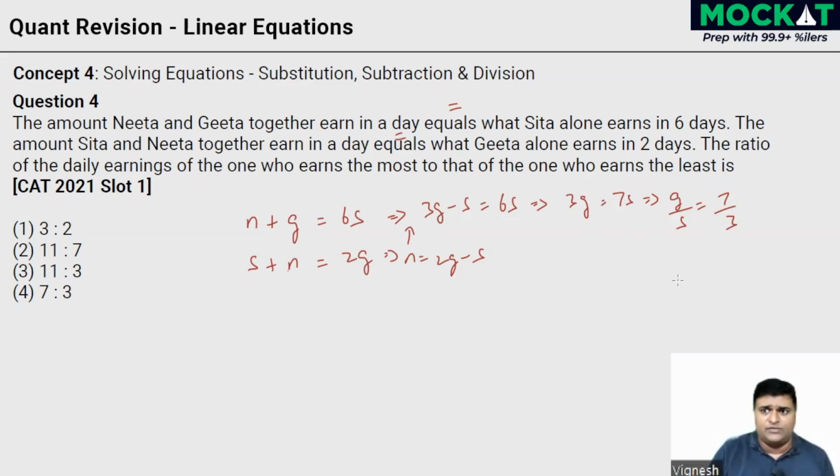At this stage, some of you would be wondering, how do I substitute G equals 7S by 3 and all of that? Don't need to do that. Just create a variable x, right?